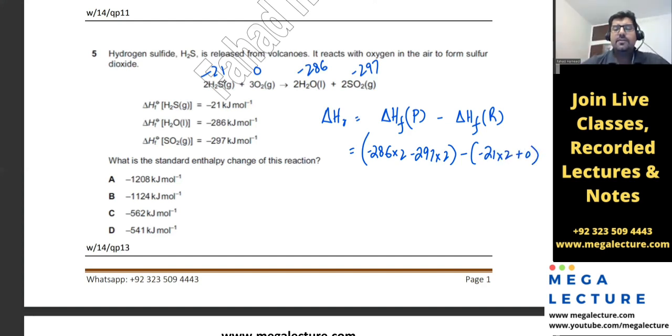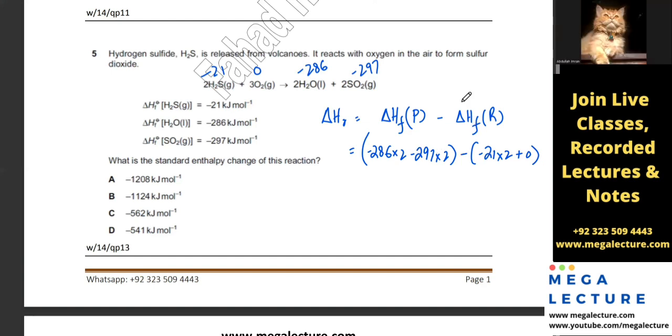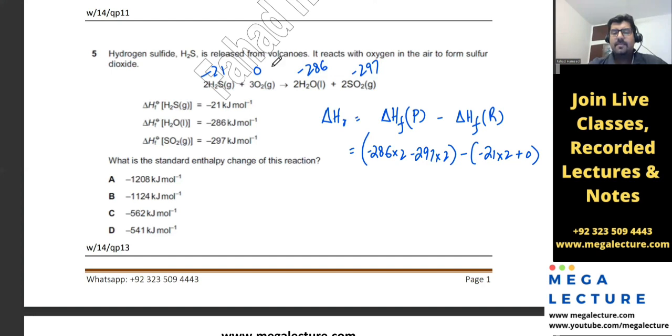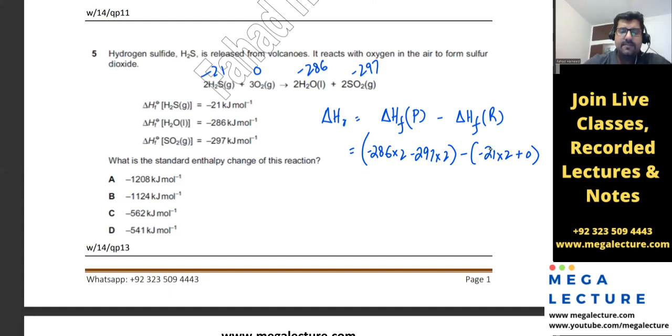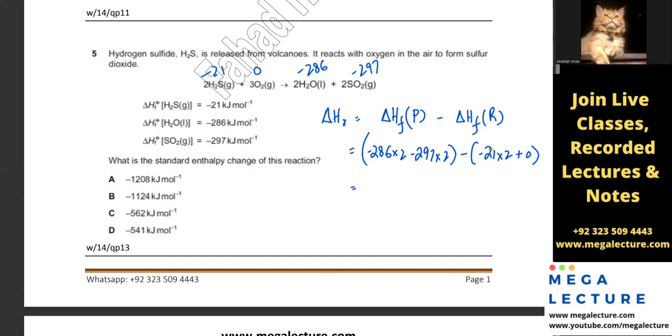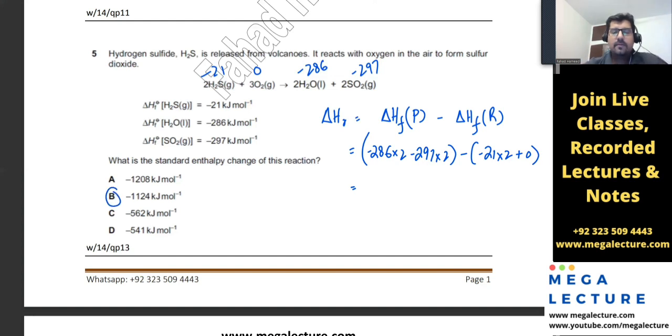I said it's better to put things in brackets because you don't want the signs to get messed up. Products minus reactants, so this would turn into positive. So what do we get for this? Option B.